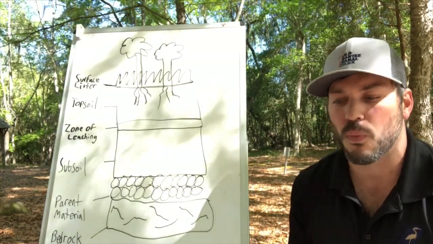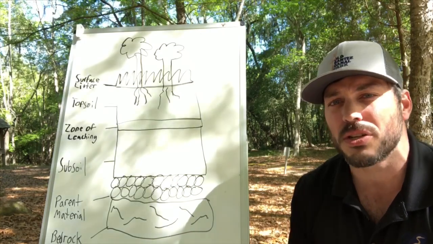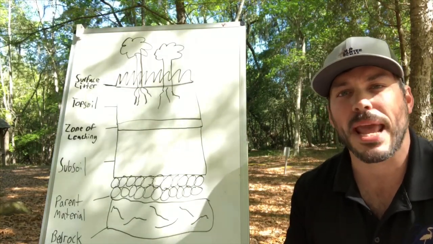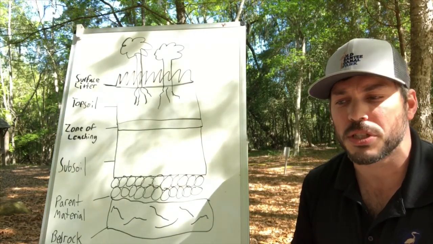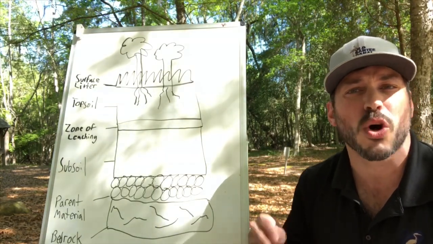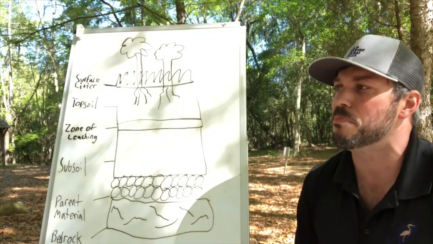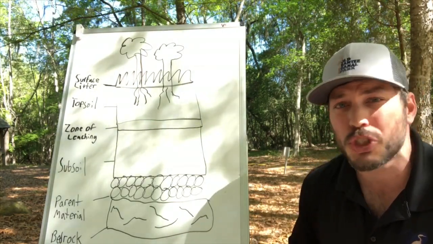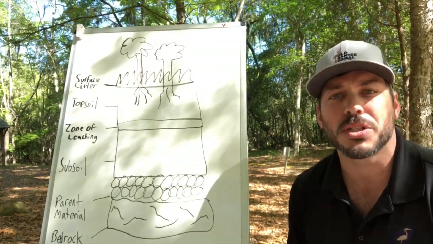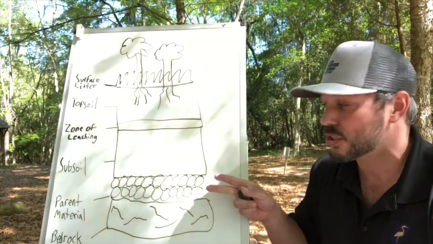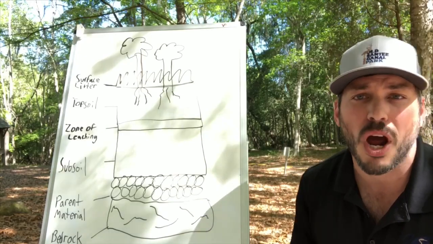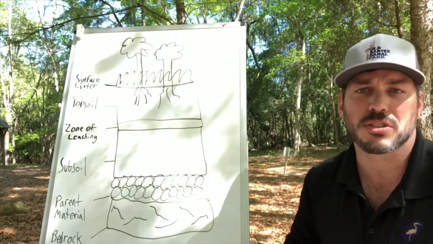What I want you to do right now is make your own layers of soil, and that's pretty easy. Find an old soda bottle maybe, or some container, a pickle jar maybe. We're going to make our own soil layers just like this with your pickle jar or your soda bottle.